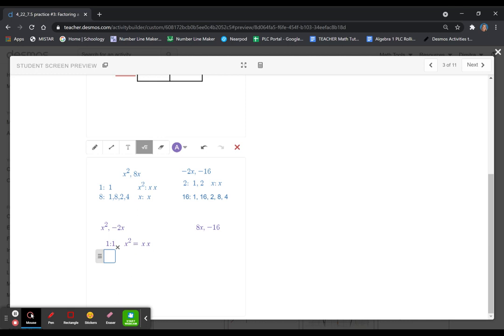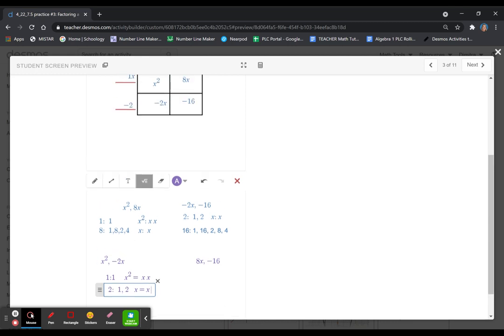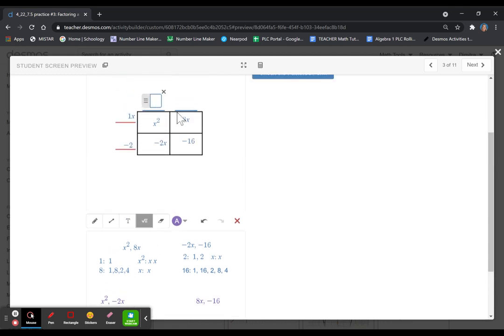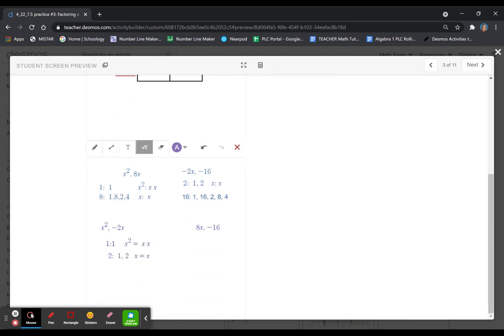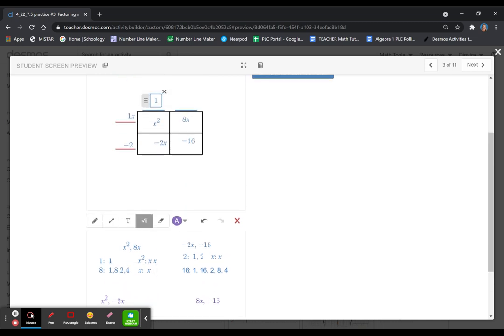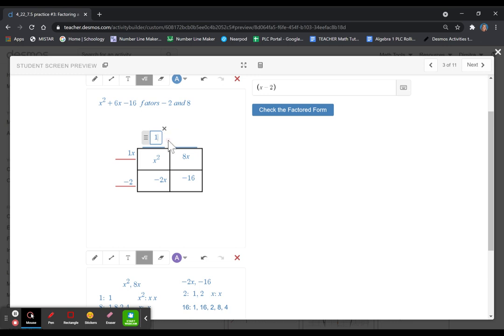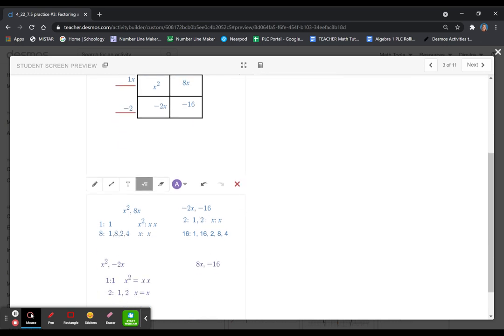So 2. And so factors of 2 are 1 times 2. And then the factors of x are x, okay? So the GCD between 1 and 2 is 1. So we're going to put the 1 there. And the GCD of x squared and x, they only have one x in common. So it's 1x.